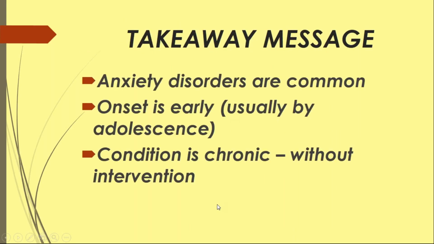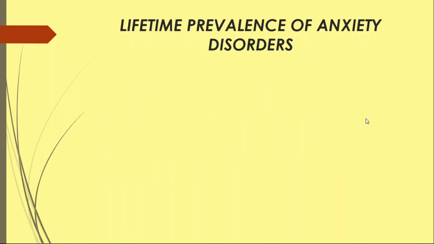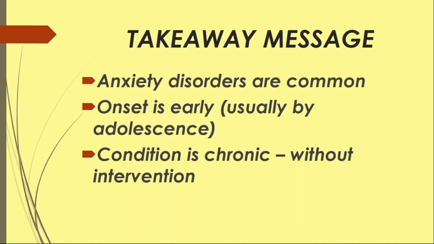And I apologize, for some reason my charts aren't showing up, but on the last two slides, it just shows the prevalence of anxiety disorders. And we know that the prevalence of anxiety disorders tends to be greater in the Hispanic population than in the African American, and it is greater in females than in males. So what's the takeaway message? Anxiety disorders are common, onset is early, usually by adolescence, and the condition is chronic without intervention.